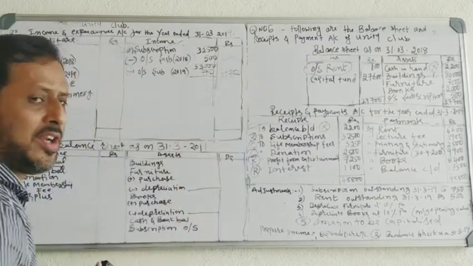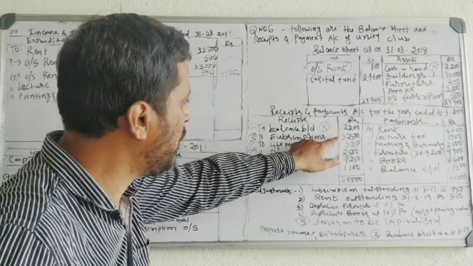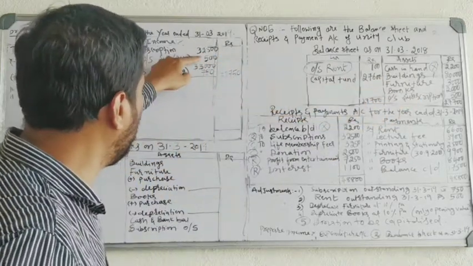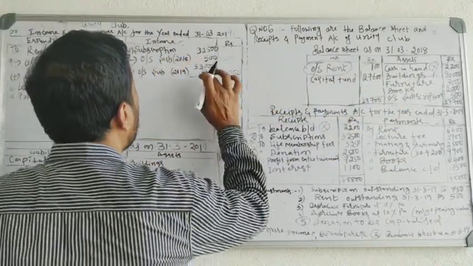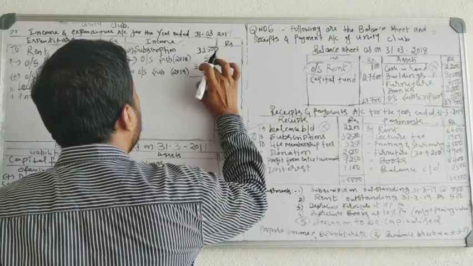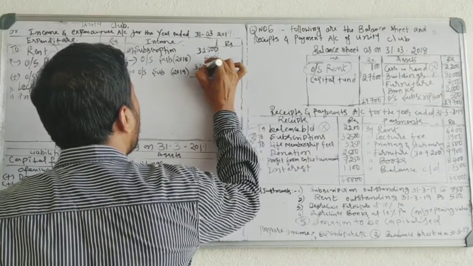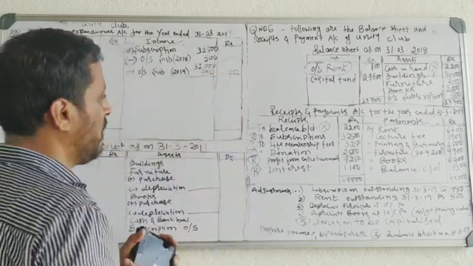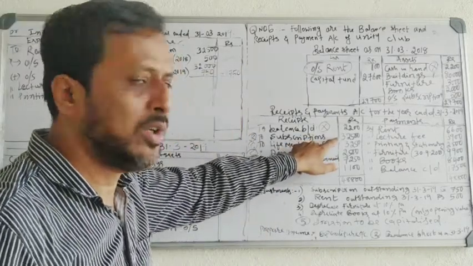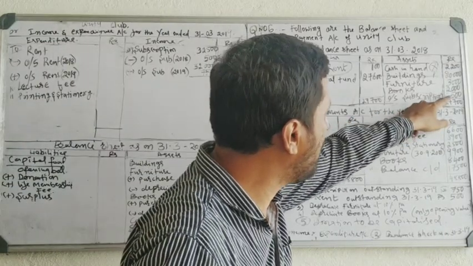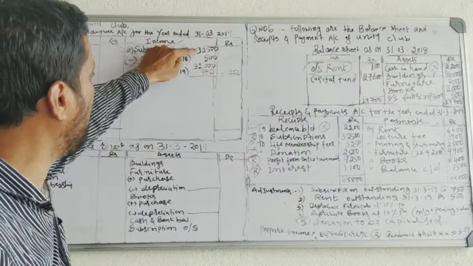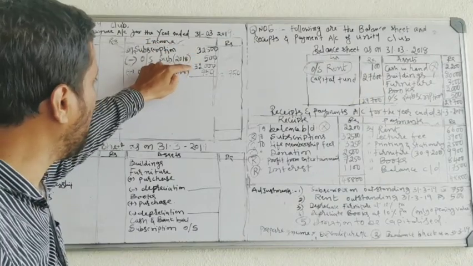33,750. How did we do it? Subscription 32,500. Last year outstanding subscription 500 minus. So this will come to 32,000. Subscription 32,500, last year outstanding 500. Deduct: 32,500 minus 500, 32,000.